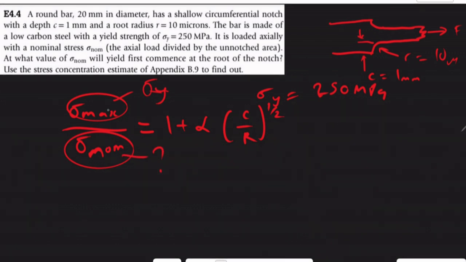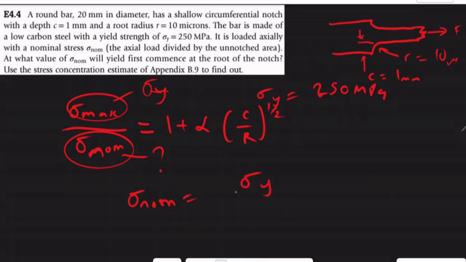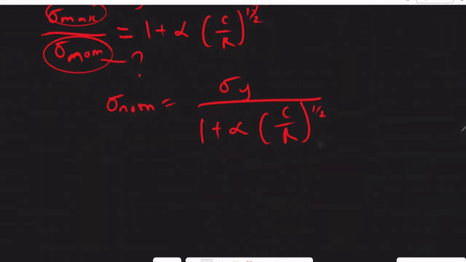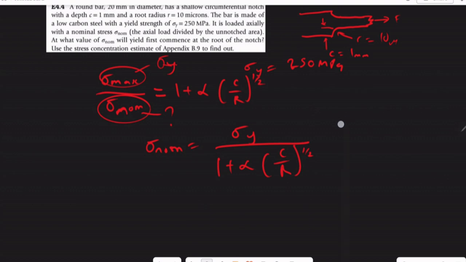So we make this the subject of the formula. We now have nominal stress is equal to, replacing maximum stress with yield strength, Y divided by 1 plus alpha times C divided by R, raised to the power 1 divided by 2. So when you have this, you can break this equation down, input your values and solve.